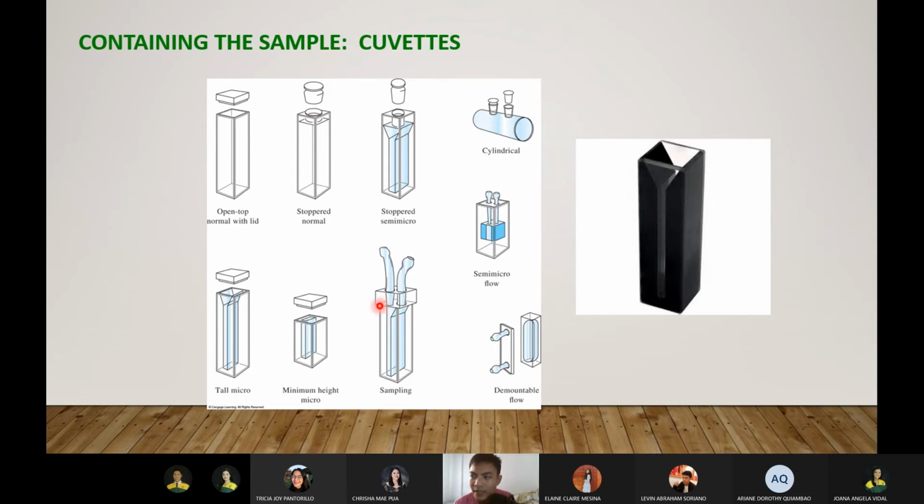So maraming uri ng cuvette. Iba-iba yung shape niyan, pero ito yung common na ginagamit namin. For other purposes, we use other types of cuvettes. Meron cylindrical. Meron ganito. Meron ganyan. Okay. So I'm not really familiar with the others kasi di ko sila nakikita. Ito kasi yung common na ginagamit talaga. So pag nag-work kayo sa lab, ganito rin naman gagamitin nyo.